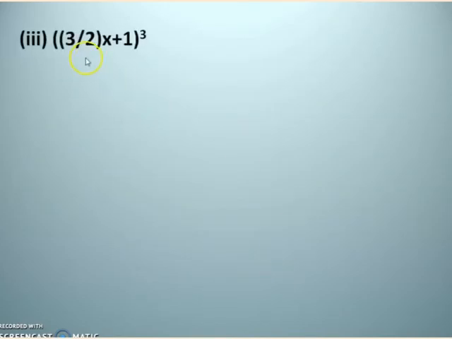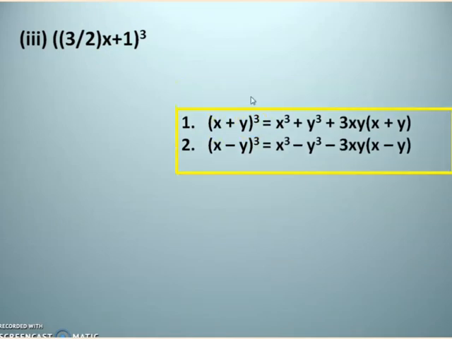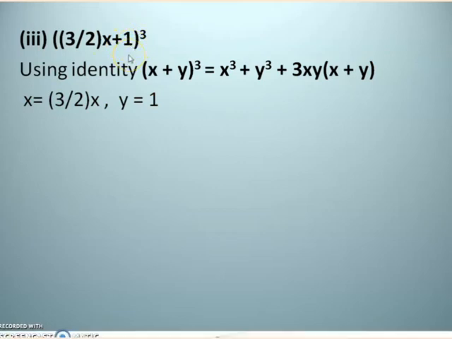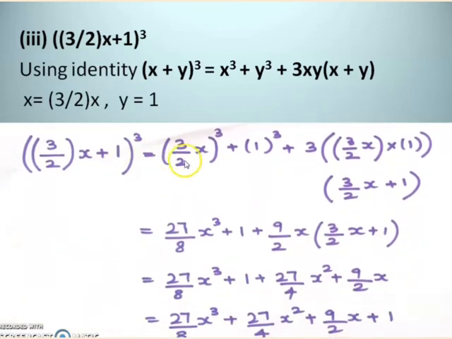Third problem is 3 by 2x plus 1 the whole cube. So this expression is similar to the first one, that is x plus y the whole cube. So we are going to use the first identity. In the place of x you have 3 by 2x and in the place of y you have 1. So substituting we'll get 3 by 2x plus 1 the whole cube equals 3 by 2x the whole cube plus 1 cube plus 3 into, in the place of xy, 3 by 2x into 1. So in the place of x plus y, 3 by 2x plus 1.